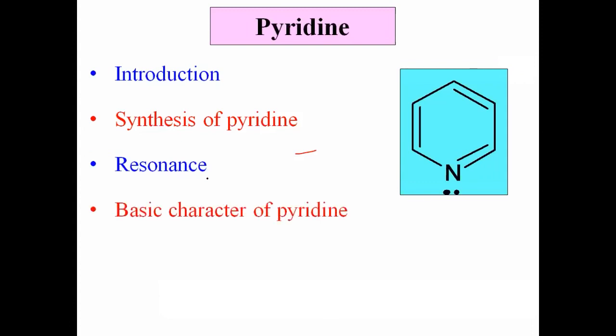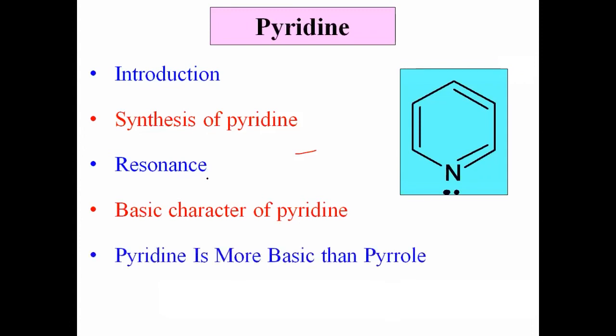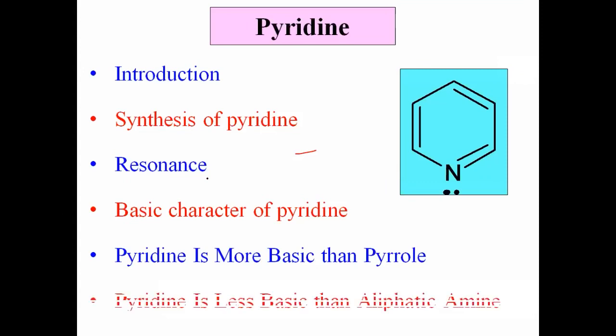Then we also studied the basic nature of pyridine, how it shows basic nature, then the comparison of the basic nature of pyridine with pyrrole. Pyridine is more basic than pyrrole, this we studied in this. And then also the basic nature of aliphatic amine, alkyl amine, and comparison with pyridine, meaning pyridine is less basic than aliphatic amine.